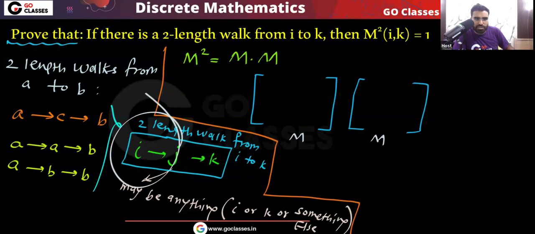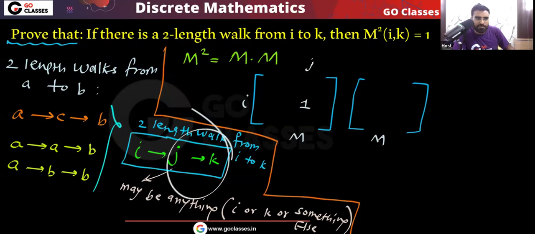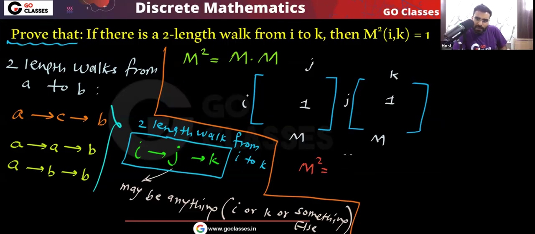So you can see this I, this J. Here I can put a 1 because there is an edge from I to J. Notice there is an edge from J to K also. So I will put a 1 here as well. Now when I multiply, I will get M power 2.